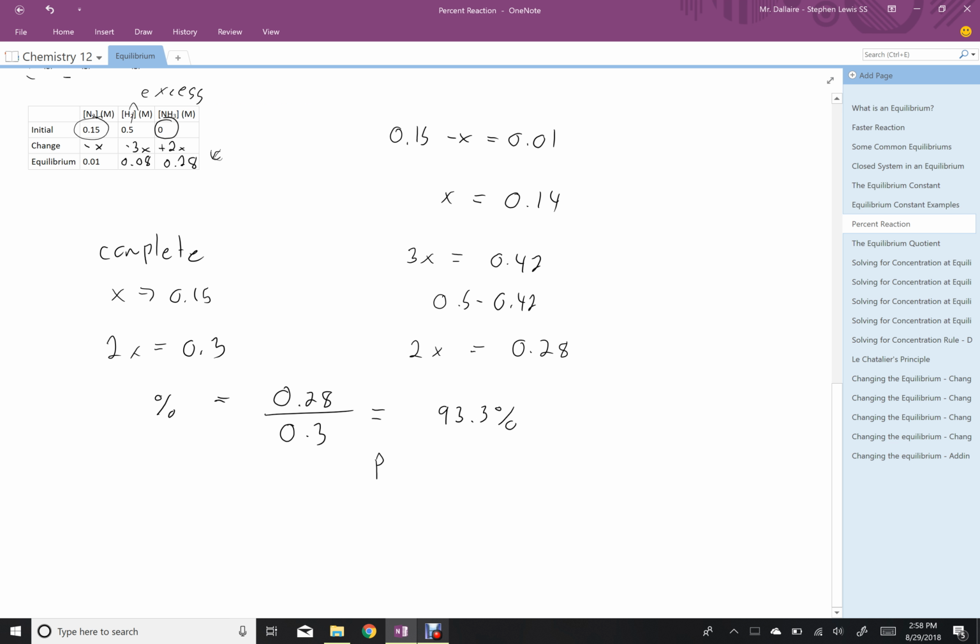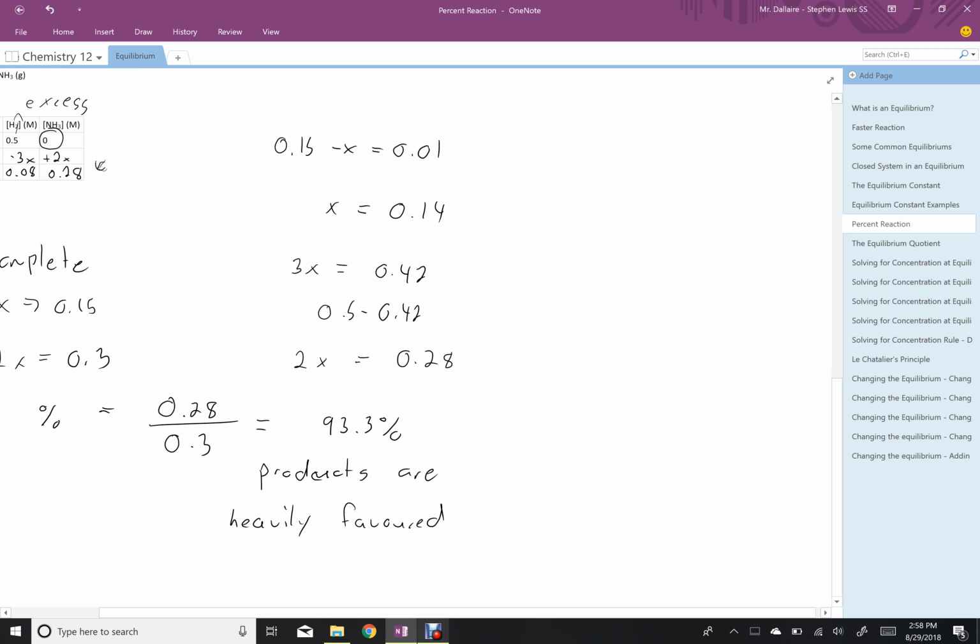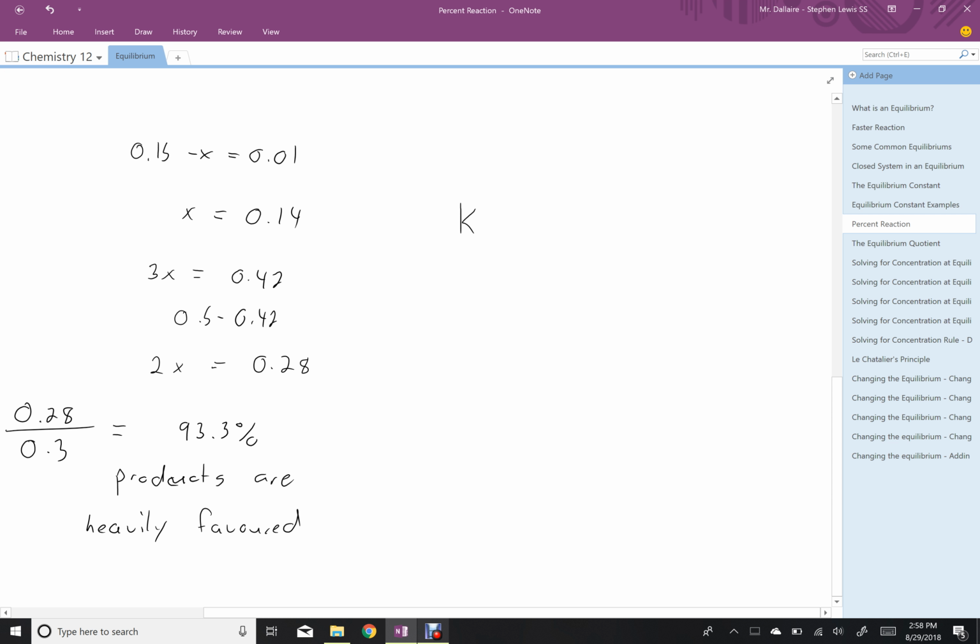This means that the products are heavily favored, and most of our reactants have become products. This reaction is incomplete, but it's close. What does that look like for a K expression? Well, the K expression has our products over our reactants, so we have our ammonia divided by our reactants.